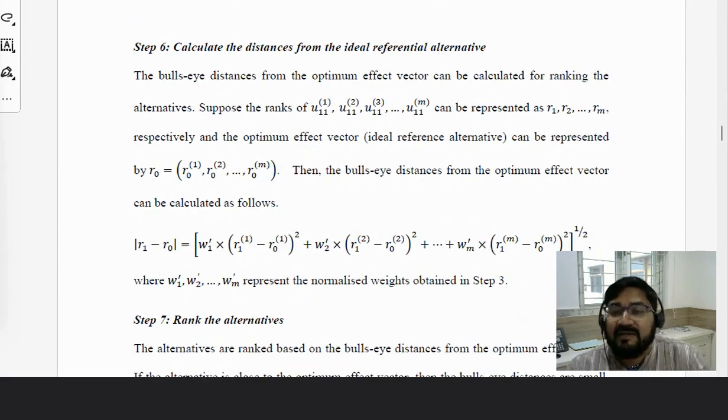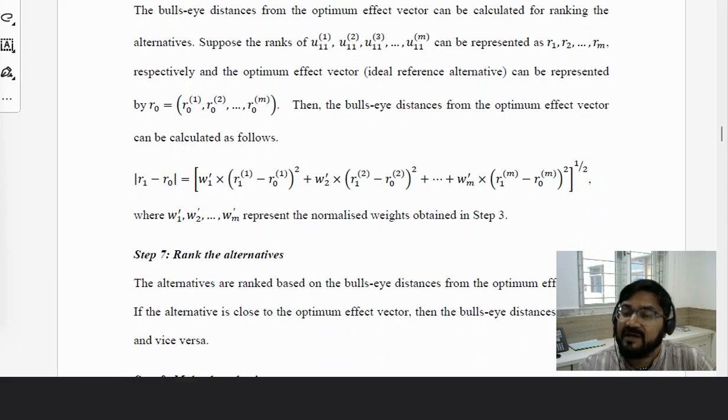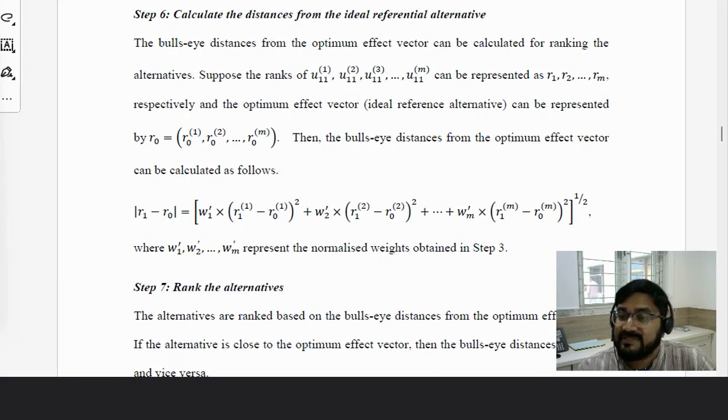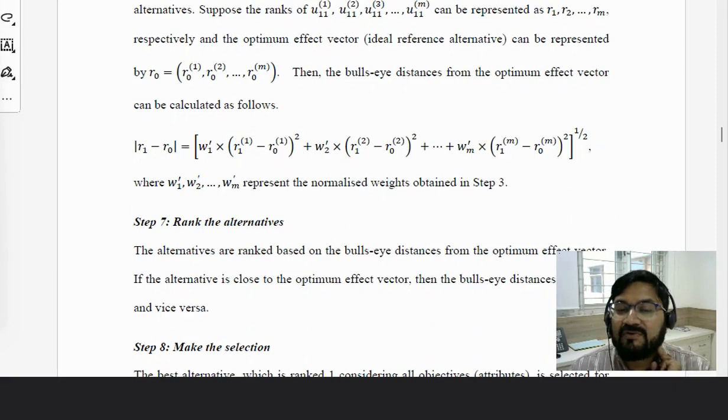Now we are calculating the distances from the ideal referential alternative. So what is an ideal referential alternative? The alternative which has rank 1 for all the criteria, or all the objectives for the evaluation, that is 1, 1, 1, 1. Suppose there are 6 criteria, then 6 ones will be there. That is the ideal referential alternative. So you take the distances, the bullseye distances from the optimal effect vector, or the best alternative. How can you calculate that?